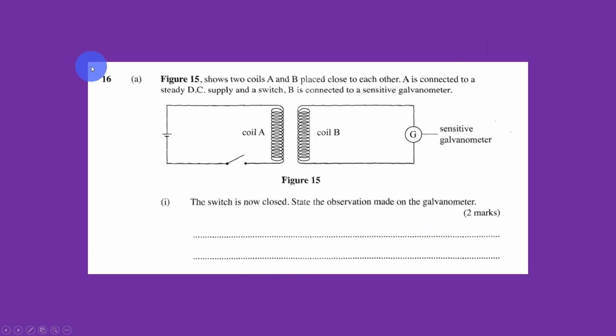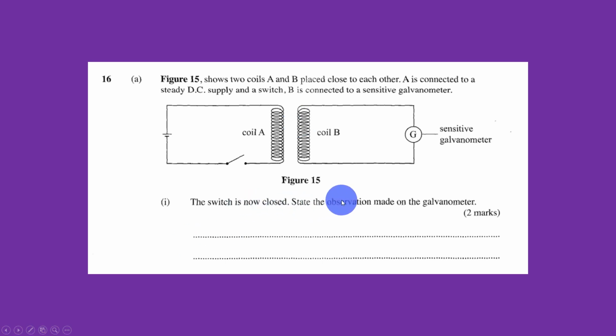Let's go to question 16. What does question 16 talk about? This question, of course, is about electromagnetic induction, where we are looking at mutual induction. But let's read the question together. 16a. Figure 15 shows two coils A and B placed close to each other. A is connected to a DC supply and switch, B is connected to a sensitive galvanometer. This one is a classical question that is used to demonstrate mutual induction.